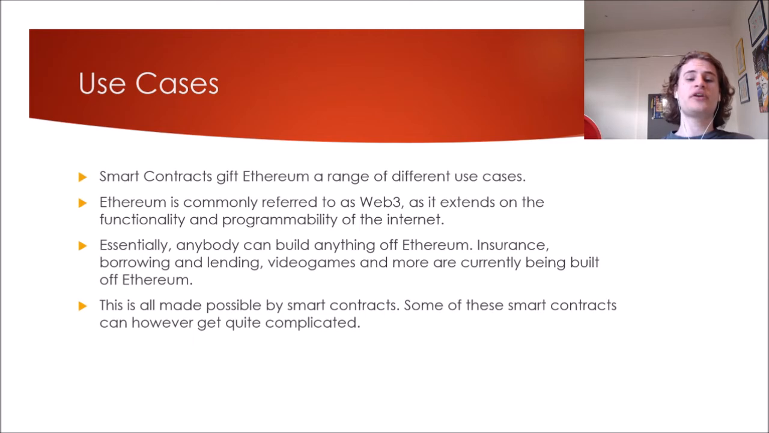Now, anybody is able to build anything off Ethereum, and this is all made possible by smart contracts. Insurance, borrowing and lending, video games, and more are currently being built off Ethereum, and a lot of people are using these platforms. If you're doing something like borrowing and lending off Ethereum, you don't need a middleman to take a cut of that percentage, and you can get a lot better rates in borrowing and lending, which has proven very competitive on Ethereum.